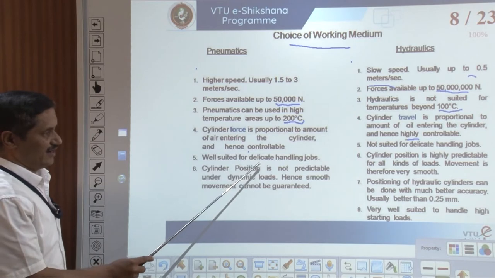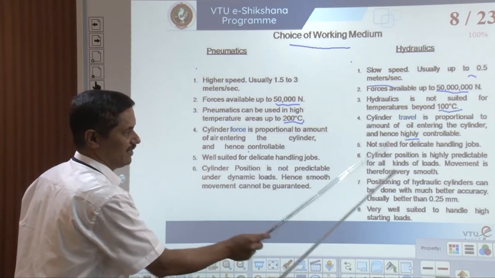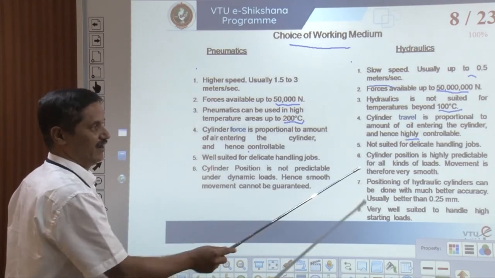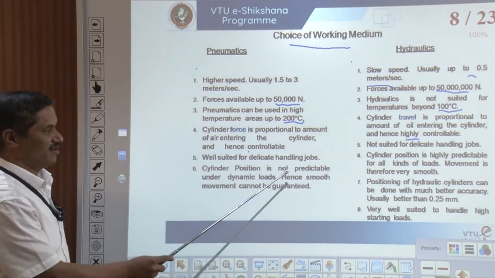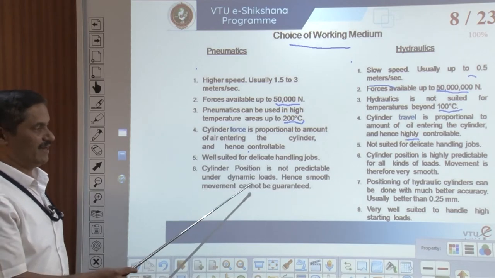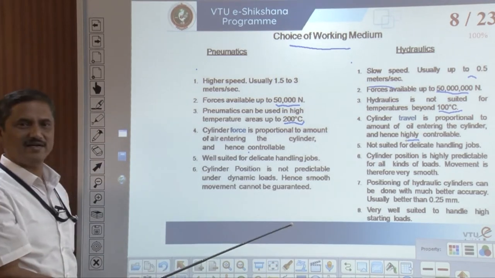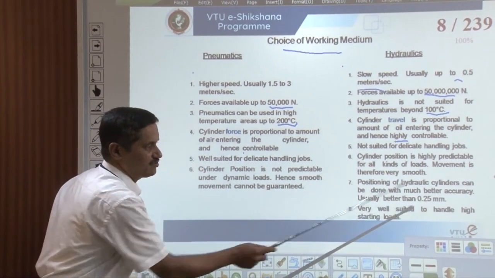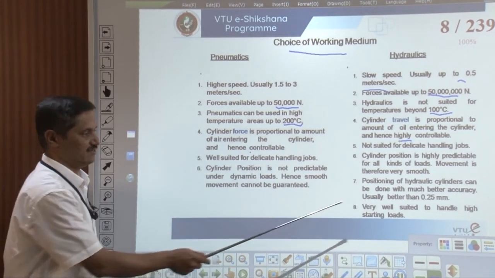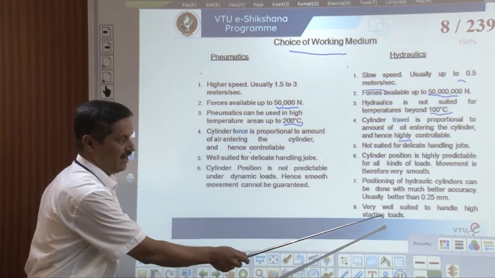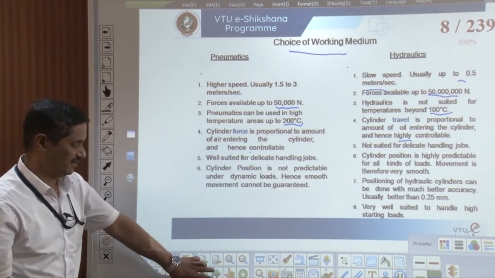Hydraulics is well suited for delicate handling jobs, and it can handle high loads, so it can be used as a major power unit for highly loaded applications. Cylinder position is not predictable in pneumatics under dynamic load conditions. Here the position of hydraulic cylinders can be predicted and controlled at very fine and accurate levels. That is the advantage of hydraulics. It is also very well suited to handle high starting loads; hydraulics can take that as a major thing.